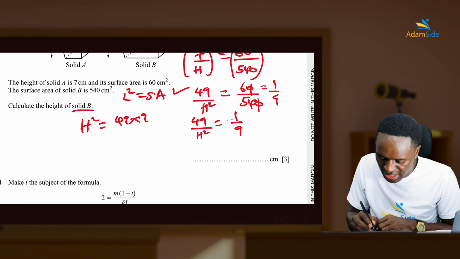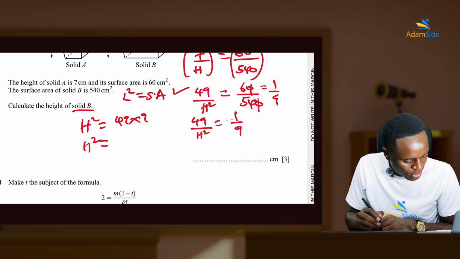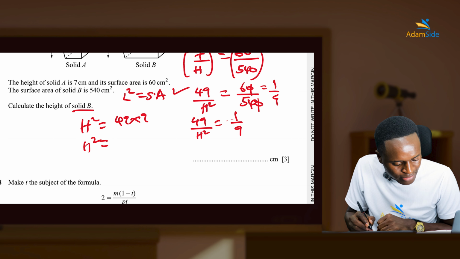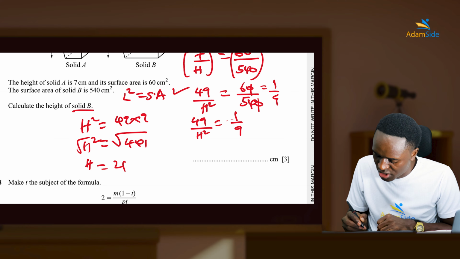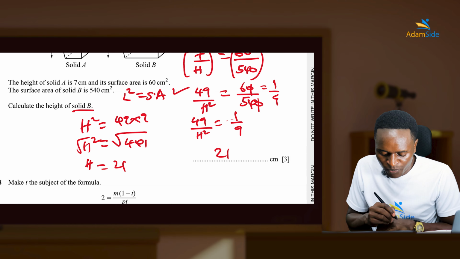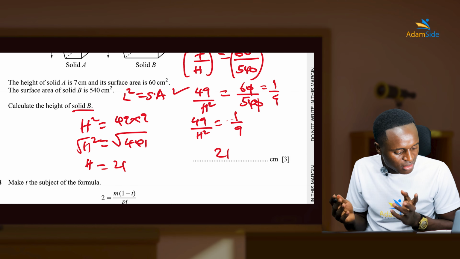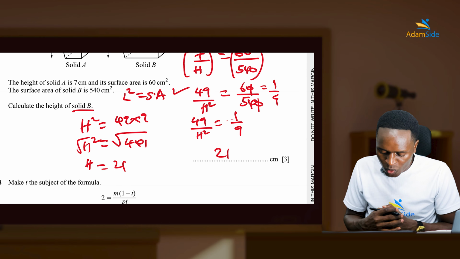And what do I get in that case? So h squared is equal to 441. Find the square root of h squared, and you get h is equal to 21. So 21 centimeters is the height of solid B. That's it. Question number 18.